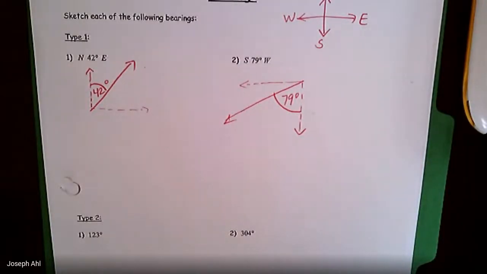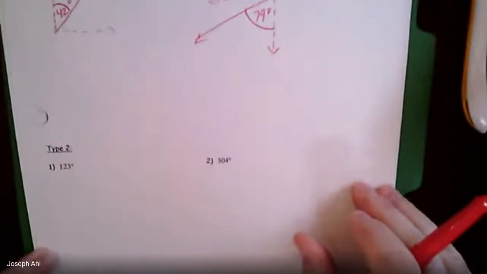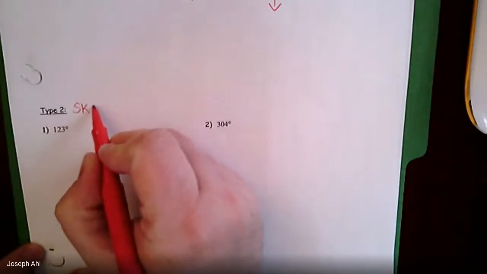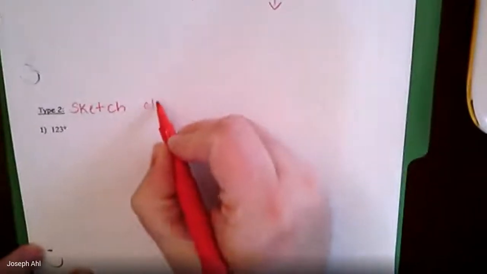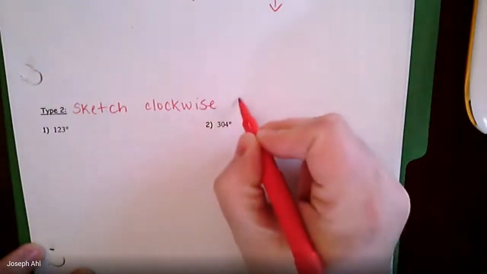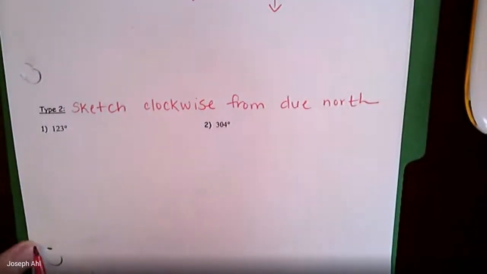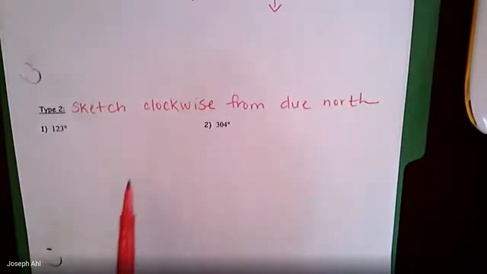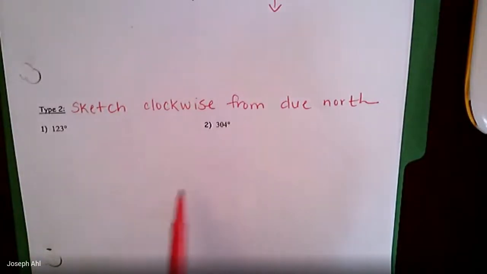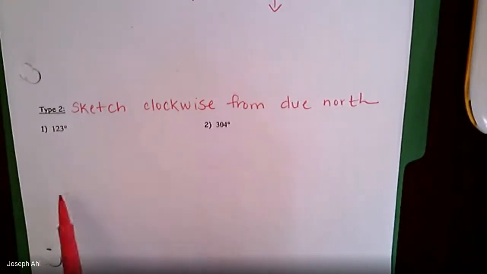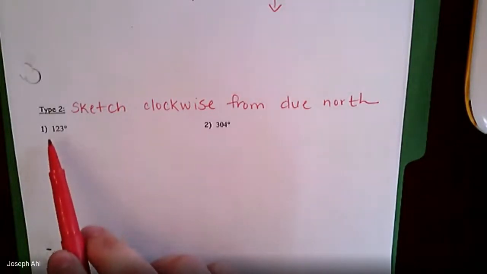Beyond that, you'll also see bearings given in the second type, which is just one solid angle. And you'll see 123 degrees, 304 degrees. What you're going to do is sketch these in a clockwise direction from the due north position. So a little bit different than how we traditionally sketch angles in trigonometry, which is usually from the right side of the x-axis. We're actually going to start on what would look like the y-axis to us, the line that's going due north, and sketch clockwise from there. Think about starting at 12 o'clock and rotating this number of degrees.